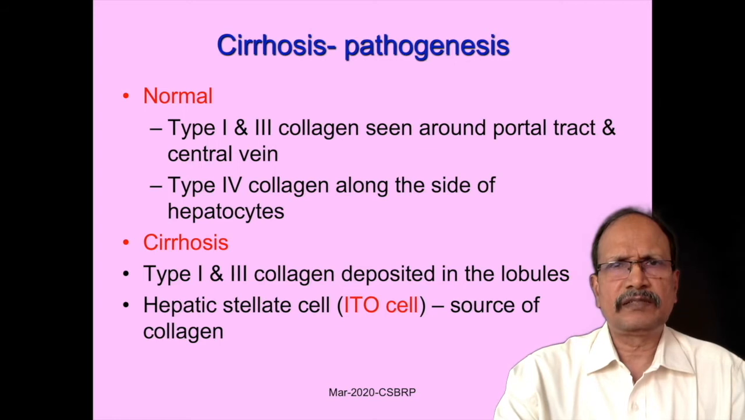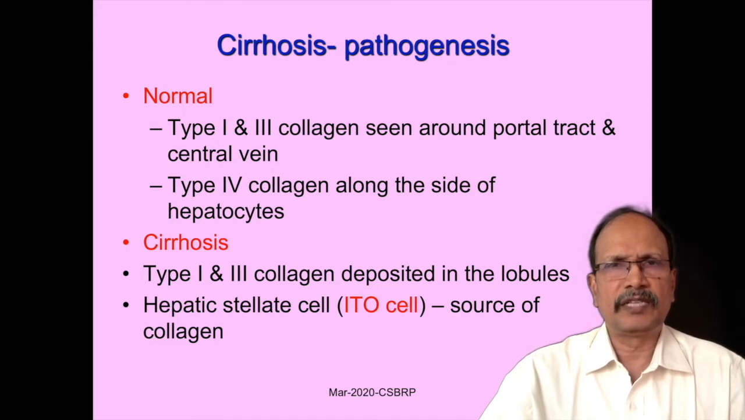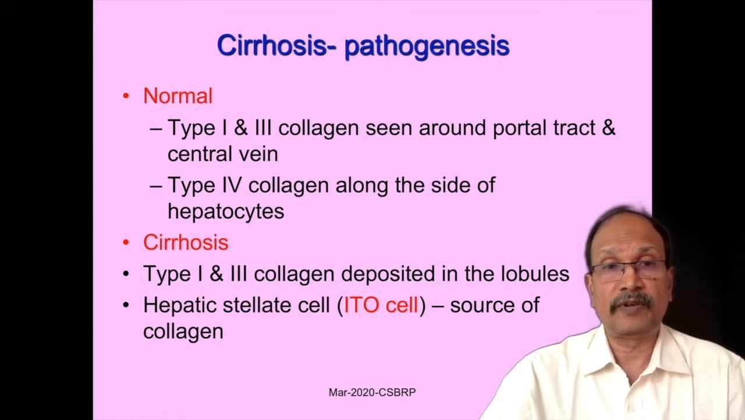The pathogenesis of cirrhosis, to understand better: you see the normal liver contains type 1 and type 3 collagen in the portal tract and central vein. In the case of the hepatic sinusoids, you will find type 4 collagen. When the normal liver becomes cirrhotic, type 1 and type 3 collagen are deposited in the liver lobule. That means in the hepatic sinusoids, you will see type 1 and type 3 collagen instead of type 4. This excessive deposition of collagen is due to the irritation of one cell, that is the Ito cell.